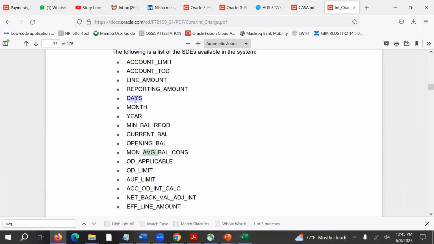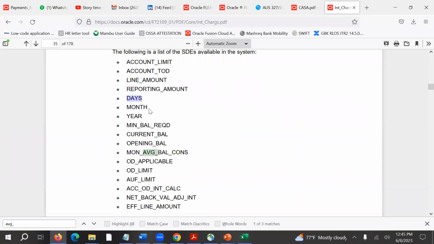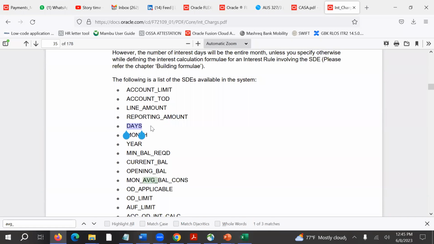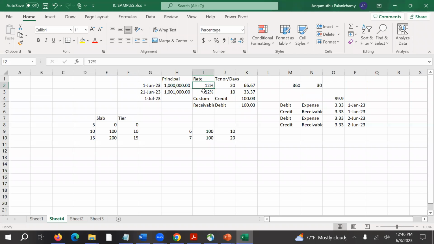Days is between the from date and to date, and month and year are like that. These are the examples of SDE: what is already defined in the system, what is already available with the system, that is given in SDE. And here rate is something the system cannot define on its own. Something has to be fed in by the user or by the bank.